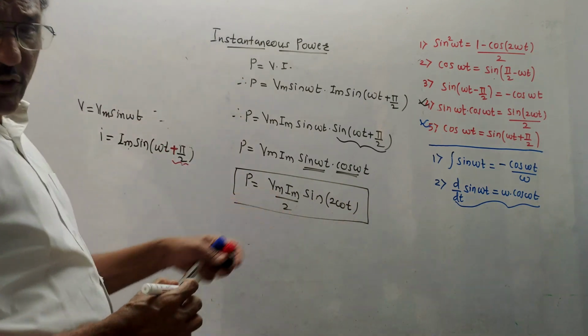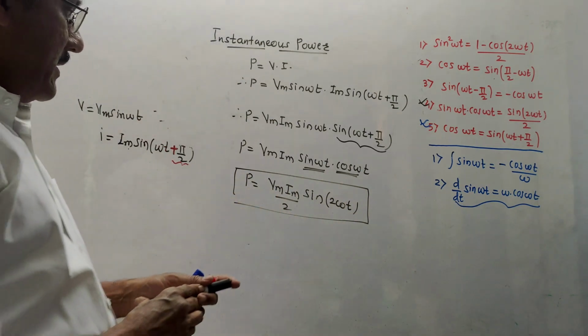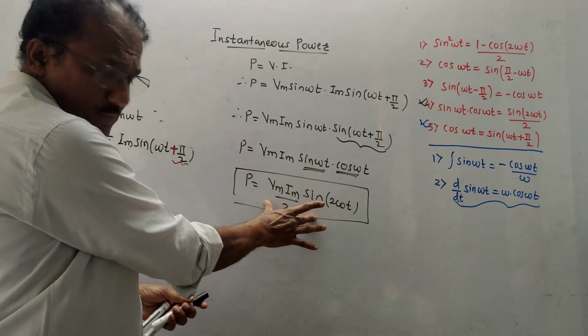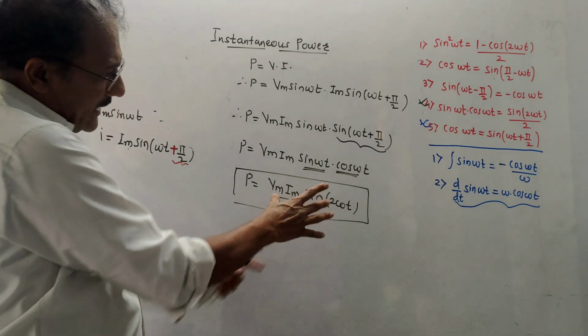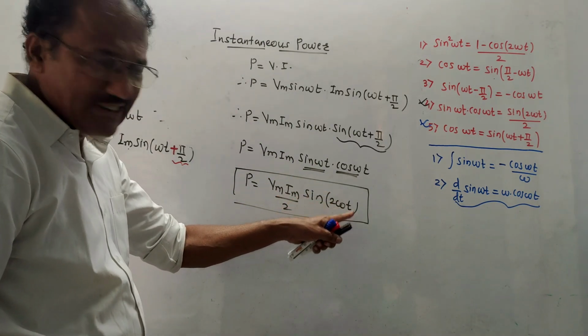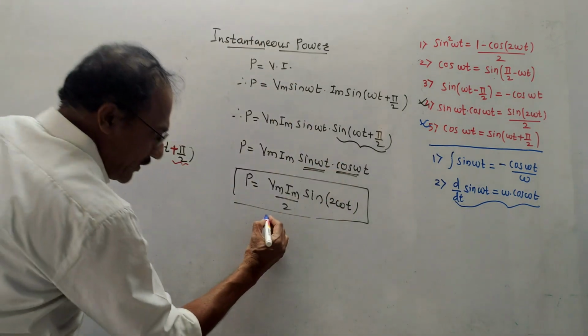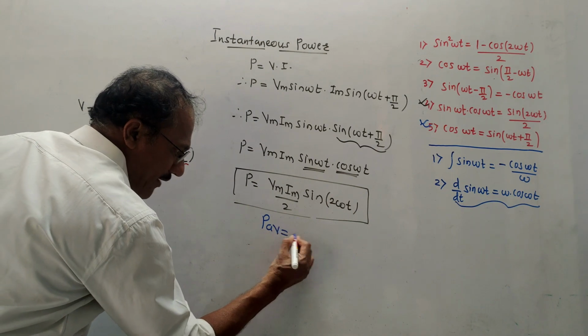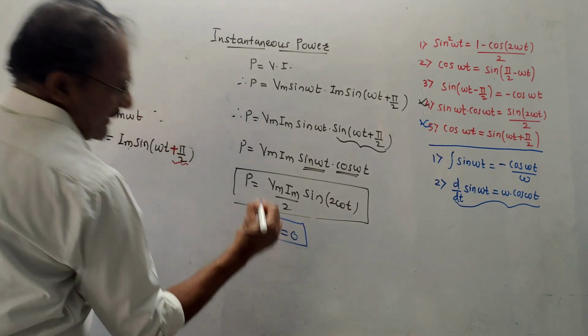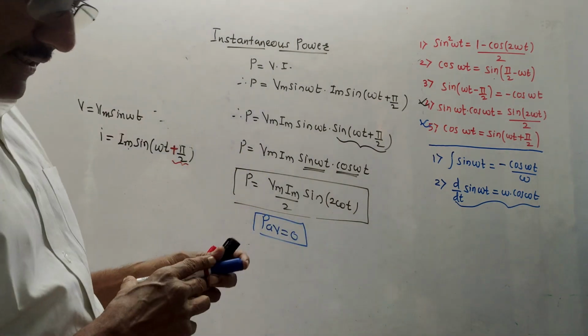Now there is only one term, there is no constant term. So this term, which is present in the case of instantaneous power, is changing with respect to time because it contains the t term. There is no constant term. We know that average power is related to the constant term. So average power in this case, that is in case of a purely capacitive circuit, is 0.